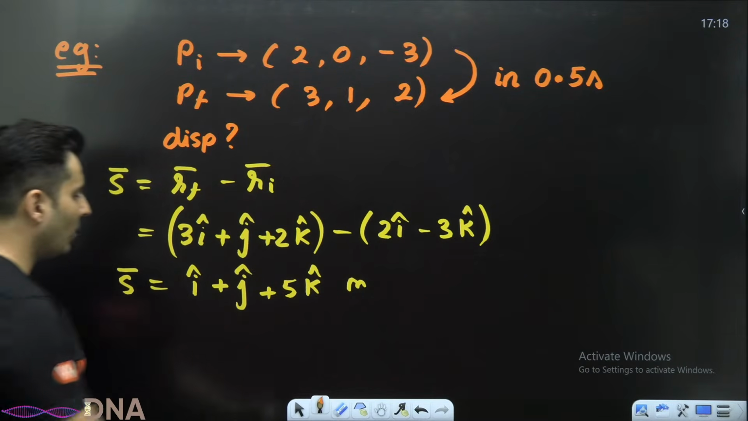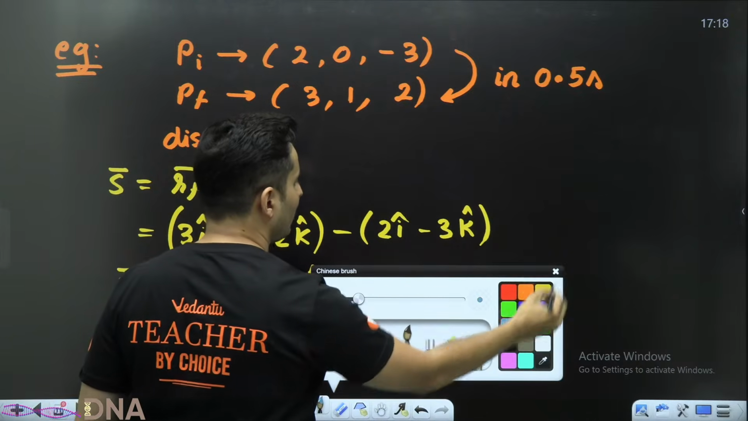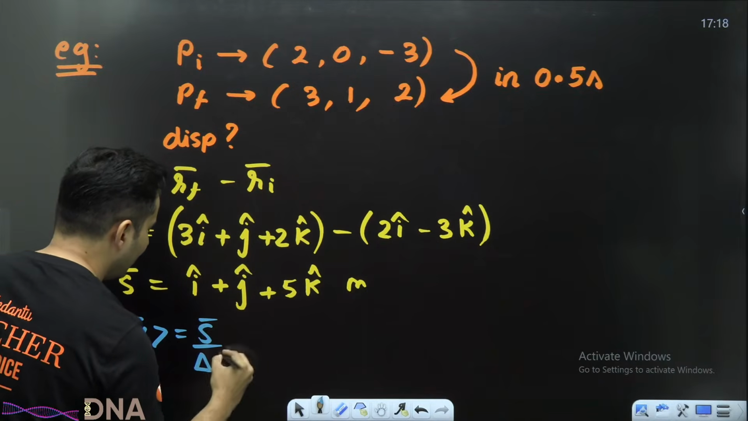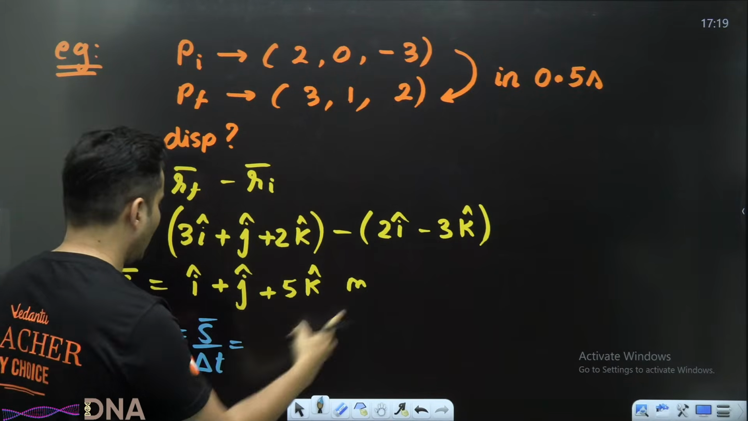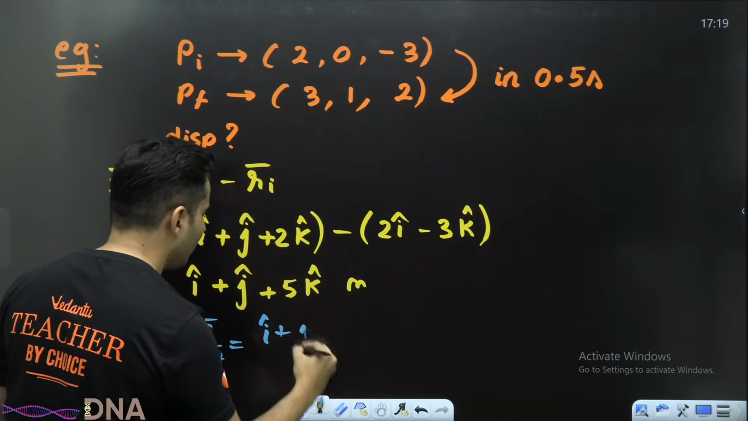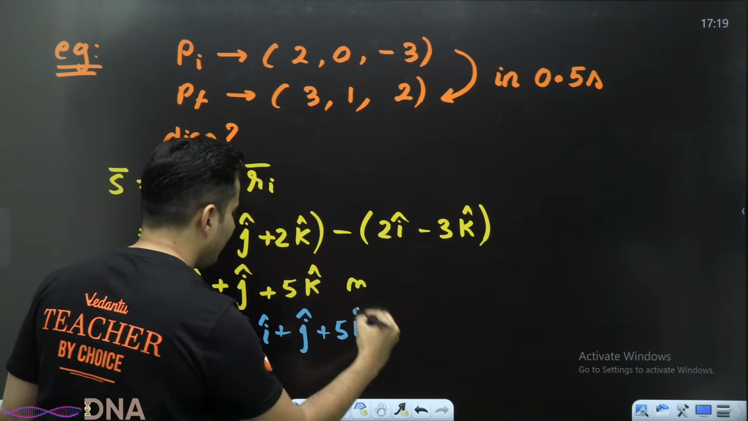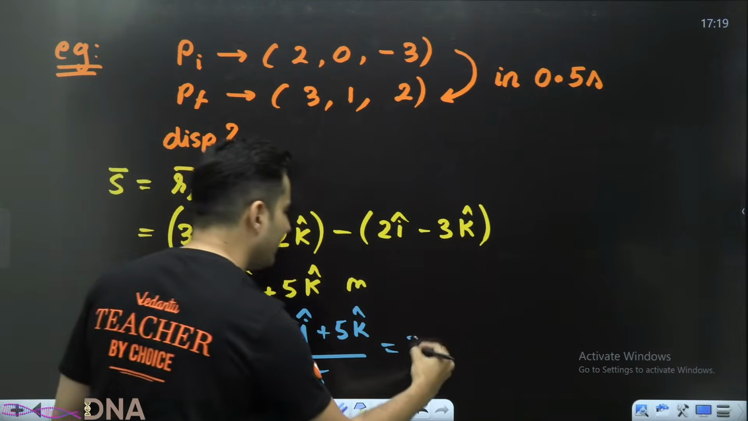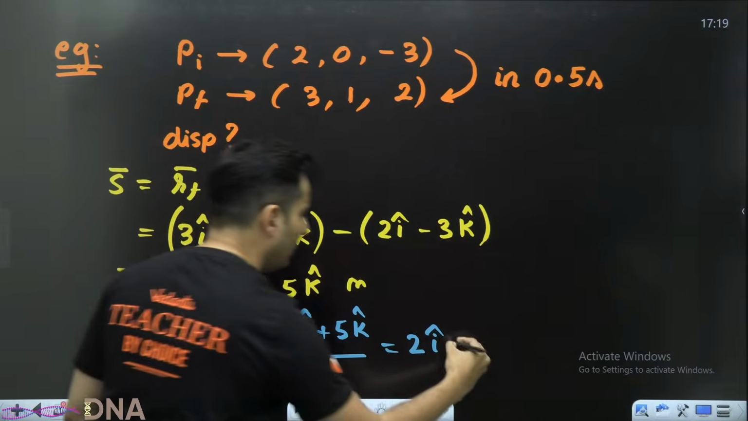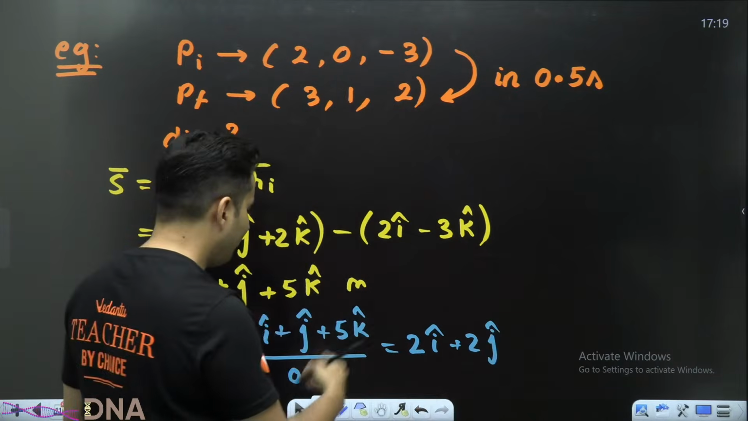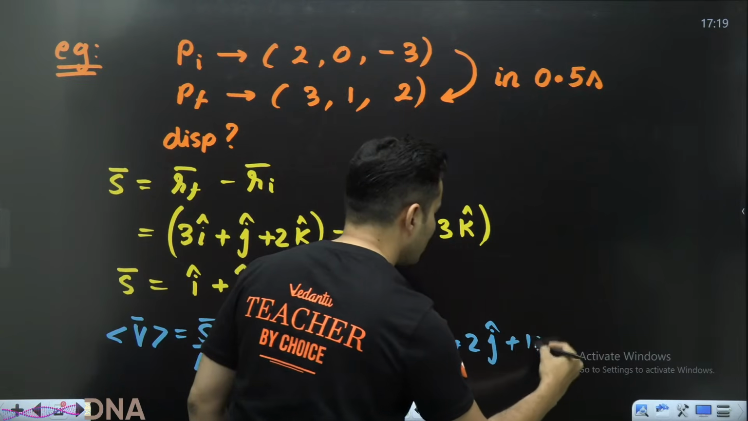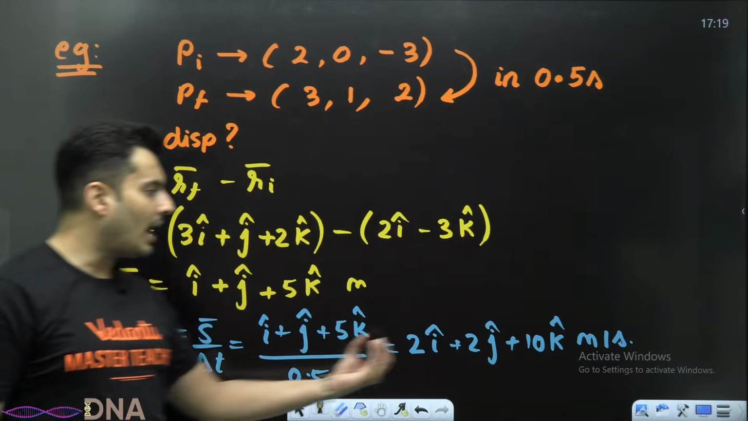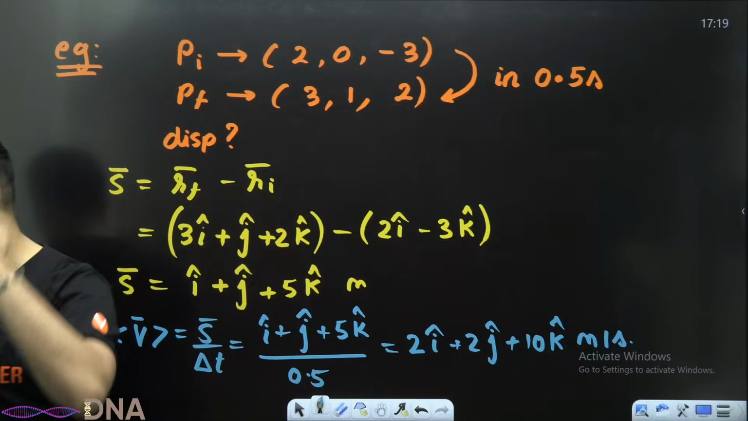Then, if I ask you what is the average velocity of Pandu, what you will do? You will take the displacement and divide it with time. So in this case, I already figured out the displacement, which was i cap plus j cap plus 5 k cap divided by 0.5. So 1 by 0.5 is basically 2, so 2 i cap. 1 by 0.5 is again 2, so 2 j cap. And 5 by 0.5, that's nothing but 10. So 10 k cap meters per second. That is the answer.